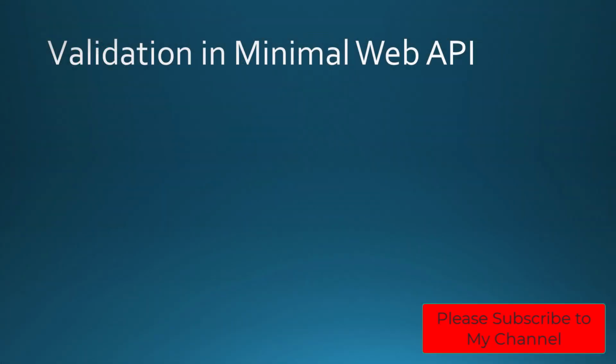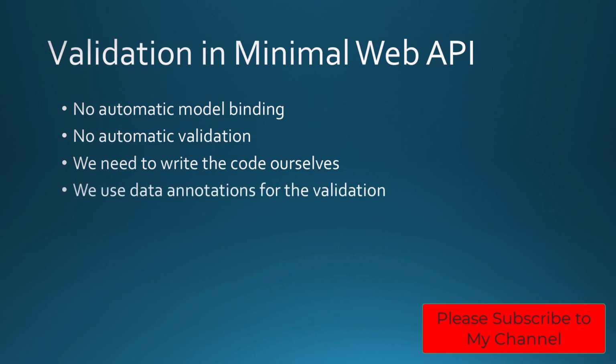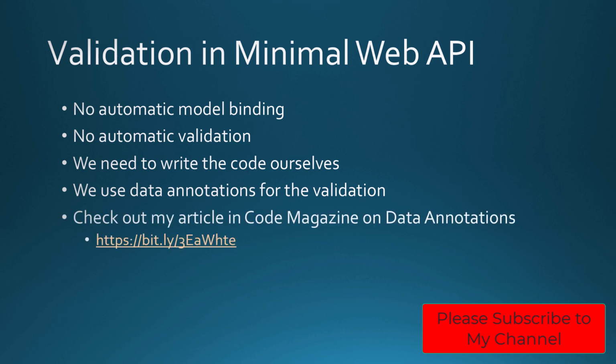Now that we've added our data annotations, how do we do the validation in our minimal web API projects? Because unlike MVC, there is no automatic model binding. There's no automatic validation. So that means we need to write the code ourselves. Well, not to worry, because we're still going to use the data annotations for validation, and we're going to use a little helper method to actually perform the validation just like Microsoft does within MVC. If you want more information on this, check out my article in Code Magazine on data annotations. I describe in detail how this method works, and talk about creating your own custom attributes as well.